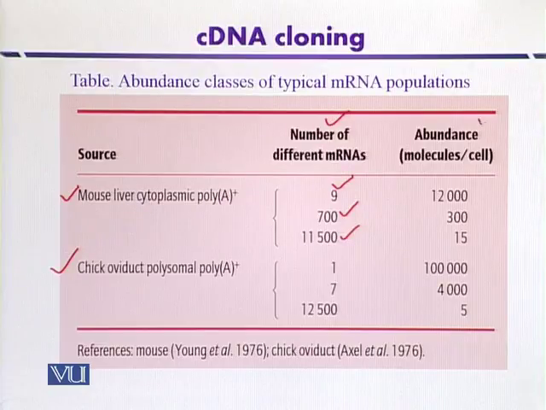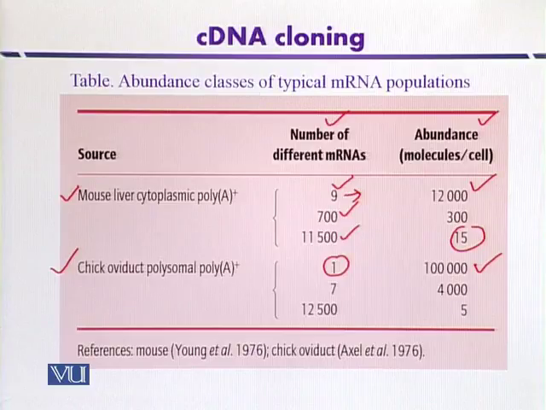The next column indicates the abundance of molecules per cell. The first class, which contains 9 different types of messenger RNA, may have an abundance per cell of 12,000, so it is highly abundant. For the last one, it is 15 molecules per cell, which is appropriate for constructing a cDNA library. For chick oviduct polysomal RNA, the first class contains 1 type of messenger RNA, and it is superabundant. It contains thousands of molecules per cell, and is very appropriate for direct cloning using phage vectors.